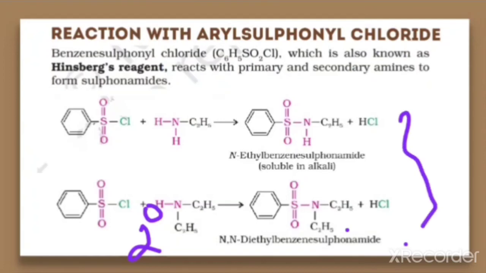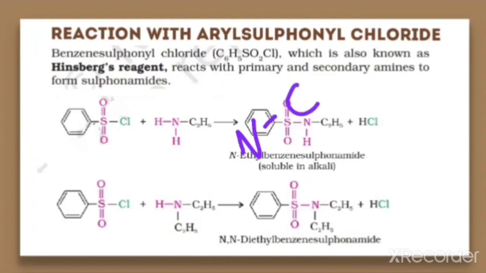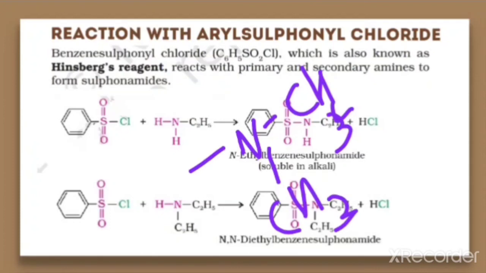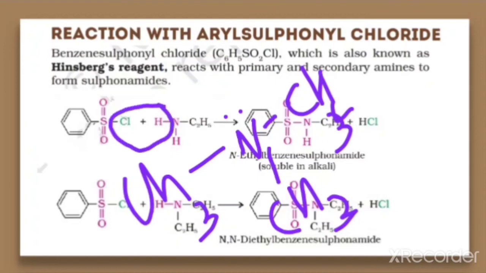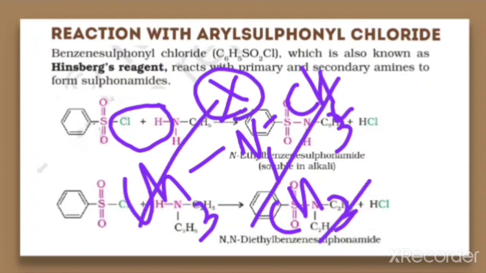And what about the tertiary amine? Does the tertiary amine give this test? If I write a tertiary amine here, that is N with CH3, CH3, CH3, this is a tertiary amine. Here there is no hydrogen, only a lone pair on nitrogen. In all these cases HCl is removed, but here, in order to remove HCl, there is an absence of hydrogen. Because of this, we can say that it does not give the test with tertiary amines.